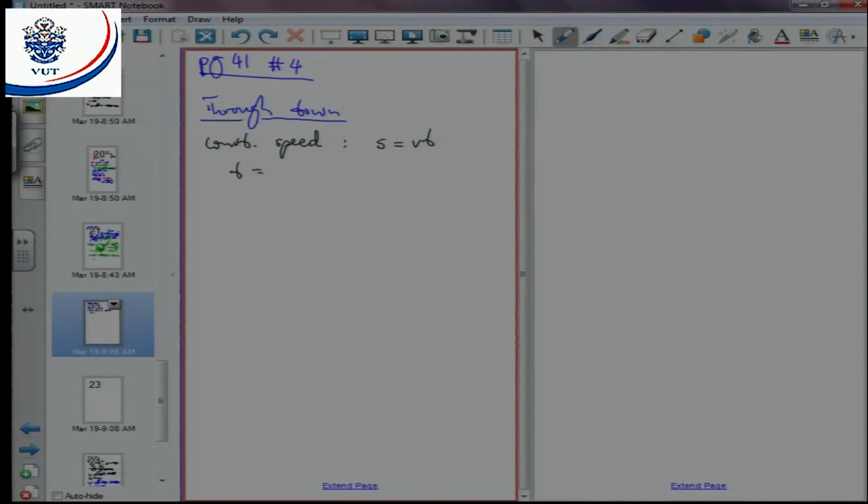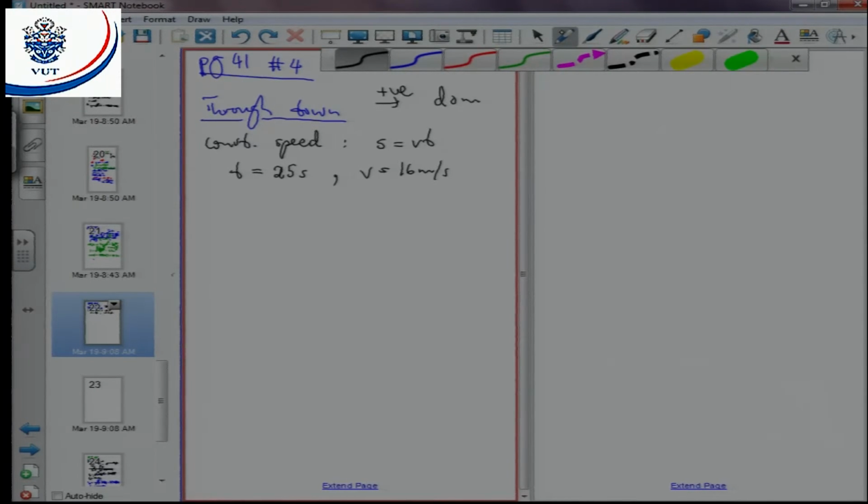So t is equal to 25 seconds, and v is equal to 16 meters per second. We choose positive as the direction of motion. And we can easily see that we can find the distance through town using S equals Vt. Okay, so let's continue reading.